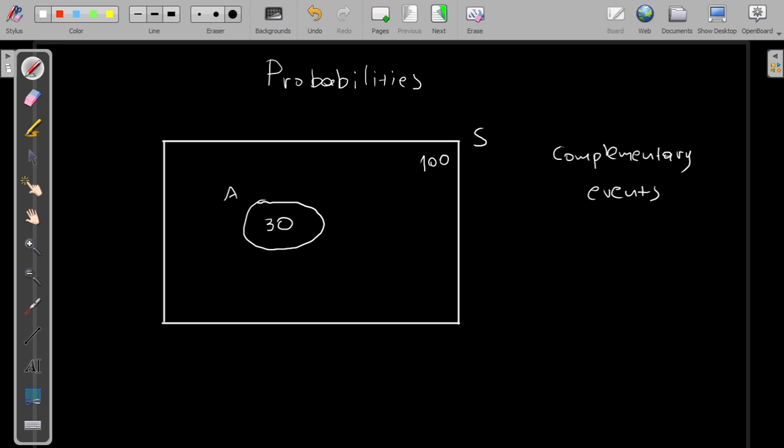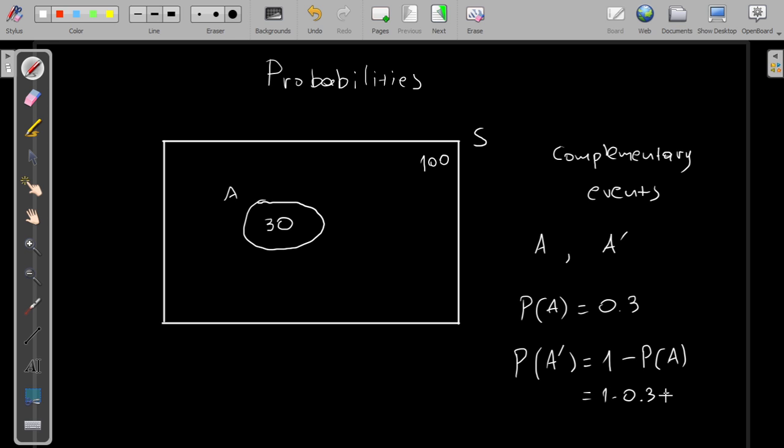the basic property from elementary set theory, here if A is the event, the complementary event is A complement. So basically, if the probability of A here in my example is 0.3, then the probability of the complementary event will be 1, my sample space, minus the probability of the event A. So in this case, 1 minus 0.3 is 0.7.